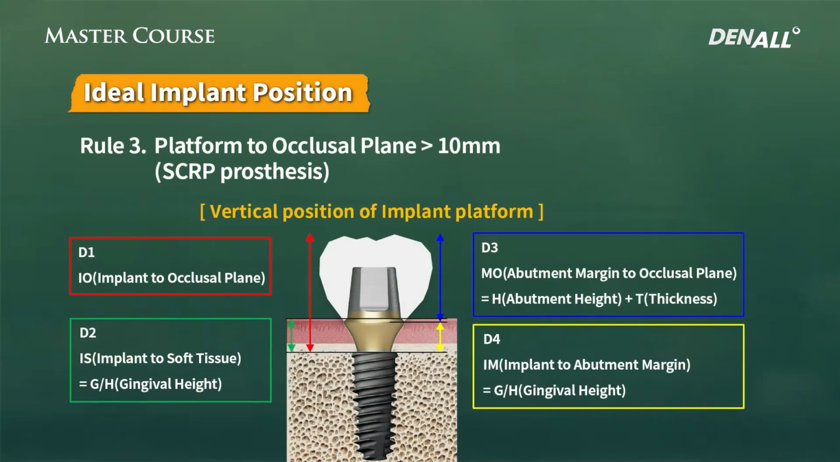The third rule, implant platform to occlusal plane, is the distance. From the retrievability perspective, I prefer to use SCRP type prosthesis. Considering proper thickness of abutment and prosthesis, 10 millimeters or more space needs to be secured.